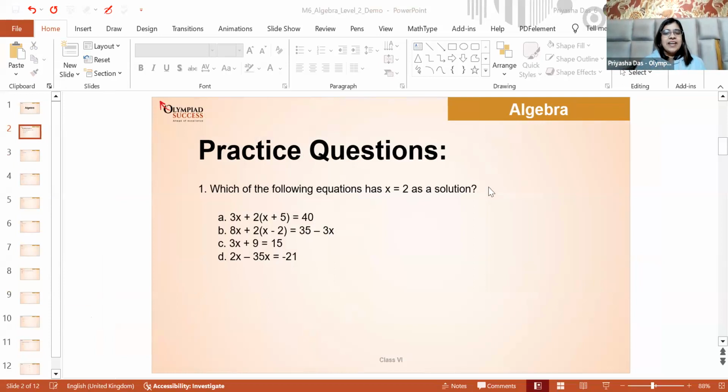go ahead. Now, the question is: which of the following equations has x equals 2 as its solution? The basic way of doing it is finding out the value of x for all the four equations, but that will be way too time consuming. So think of something which can make our task easier.